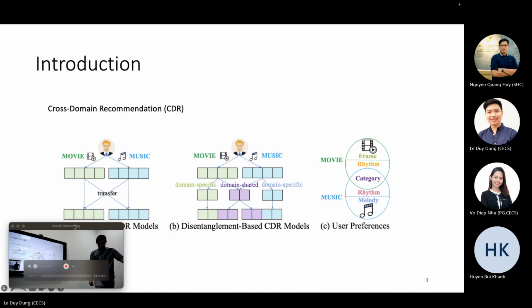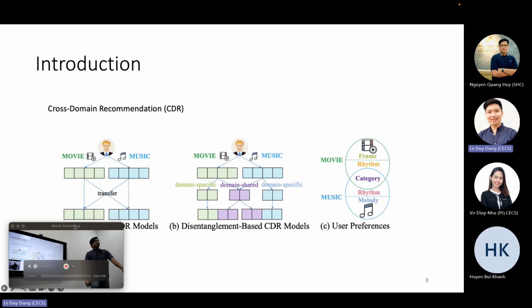Okay. So here the rhythm will be independent and the frame will be specific, the same as the melody. Share is category, independent is rhythm, and frame will be domain specific. Yes. Okay, that makes sense to me.